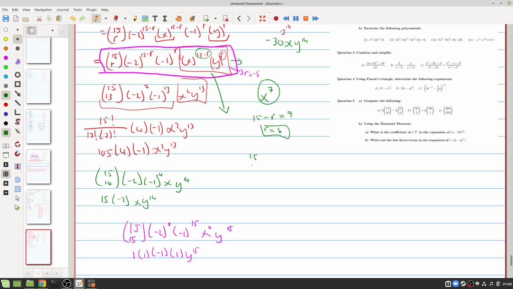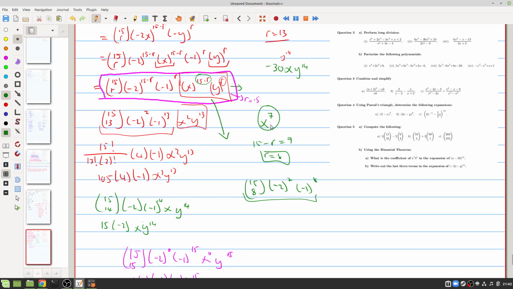So we'll do 15 choose r, so r is 8. Negative 2 to the power 15 minus 8, which is 7. And then negative 1 to the power r, which is 8. And that's going to be your coefficient. Then you just calculate this. That's your coefficient for the term where x to the power 7 is.